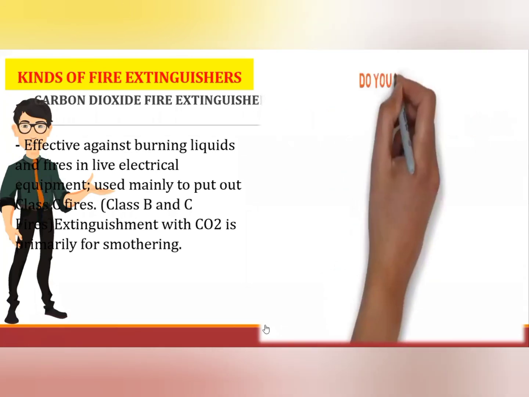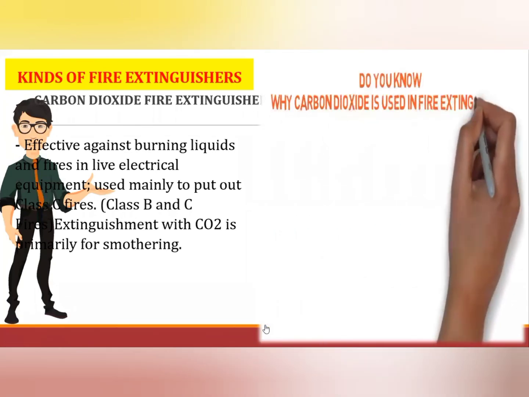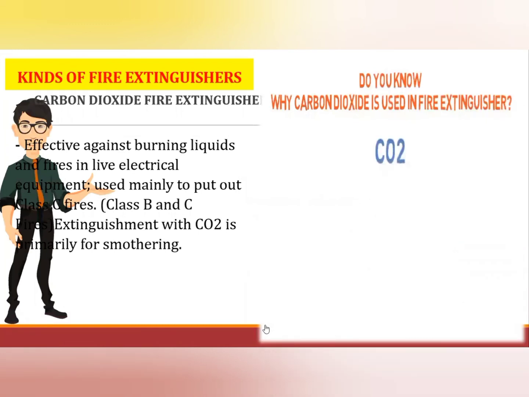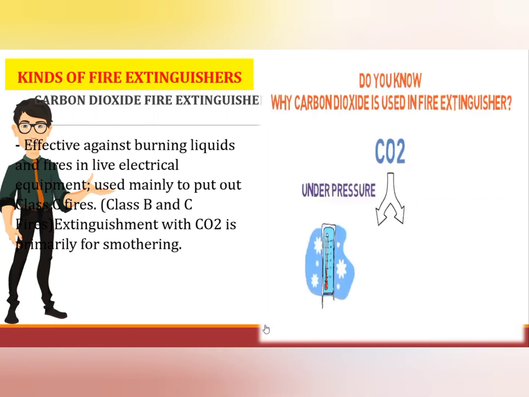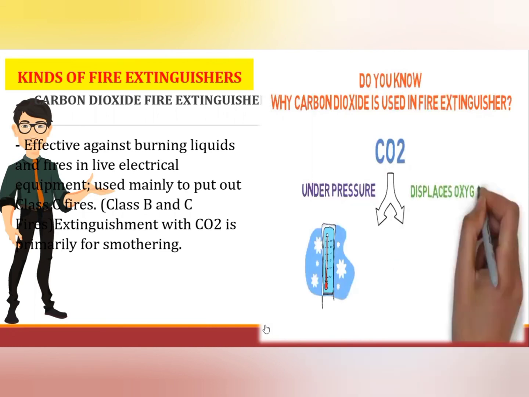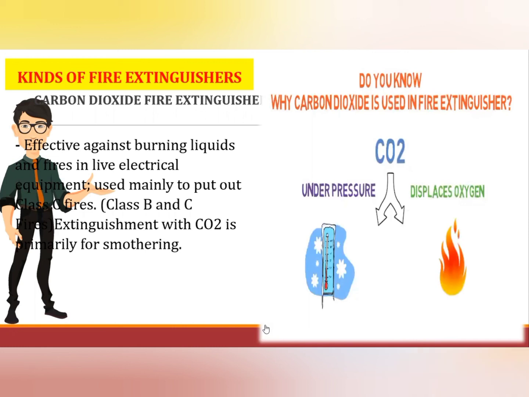Do you know why carbon dioxide is used in fire extinguishers? The first reason is carbon dioxide acts on fires in two ways. The release of the gas under pressure has a cooling effect. This can be seen by the resulting mist cloud and ice particles. The gas also displaces the oxygen that's necessary to maintain combustion.